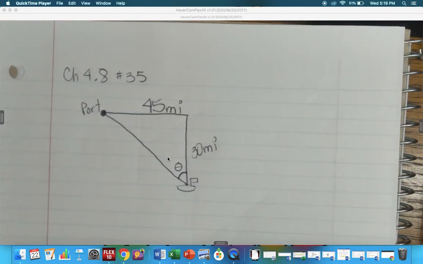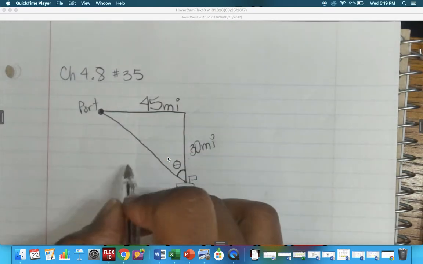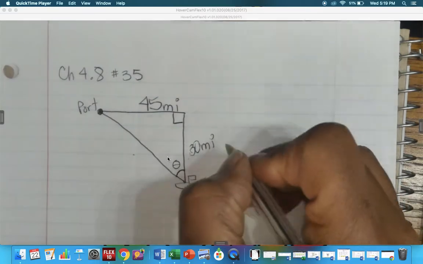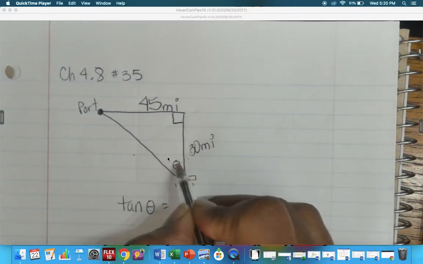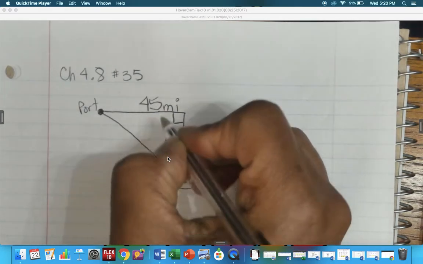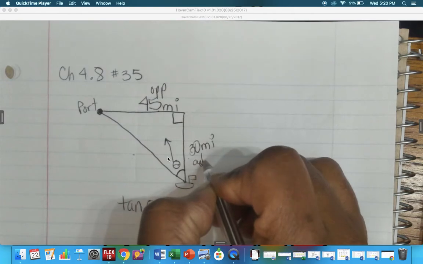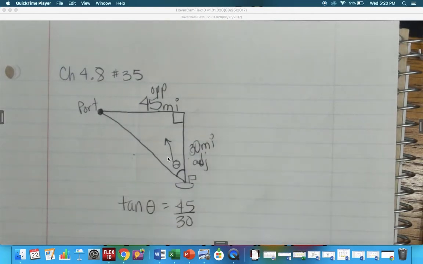And what we have is, I know about the legs. I don't know anything about the hypotenuse. Put the little 90-degree in there. So that means I'm going to use tangent. Tangent of this theta equals opposite. So here's my opposite side over my adjacent side. Oops, adjacent. So 45 over 30.